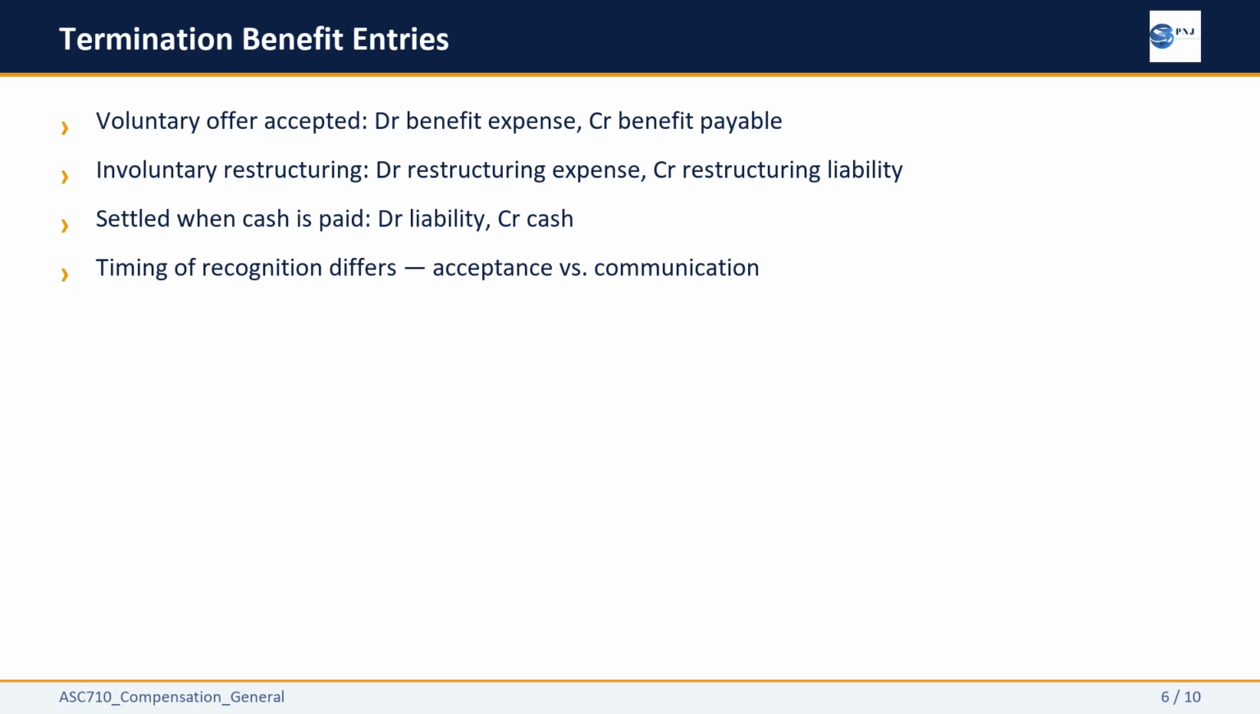Termination benefit entries follow the same debit expense, credit liability structure, but the timing is different depending on the nature of the termination. For a voluntary early retirement offer accepted by the employee, debit termination benefit expense, credit termination benefit payable on the acceptance date. For an involuntary restructuring that has met all 4 ASC 420 conditions, debit restructuring expense for severance, credit restructuring liability, but only after the plan has been communicated to employees. In both cases, settlement is a simple debit to the liability and credit to cash when the payment goes out.